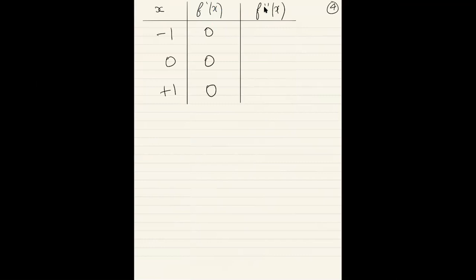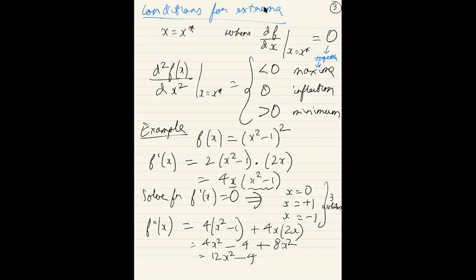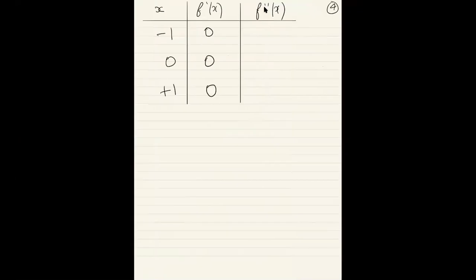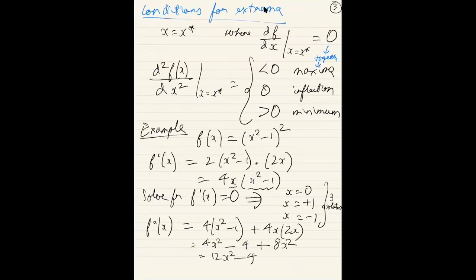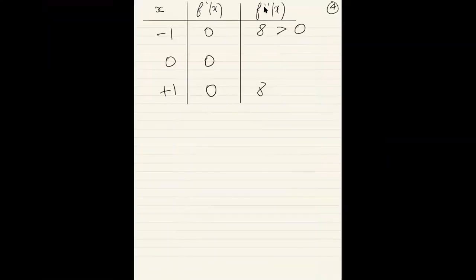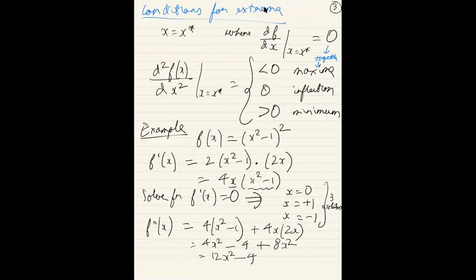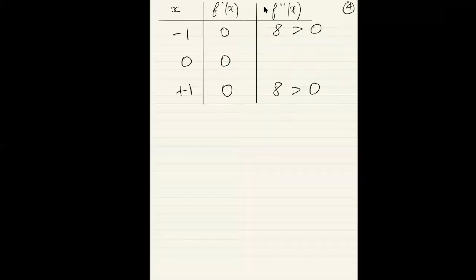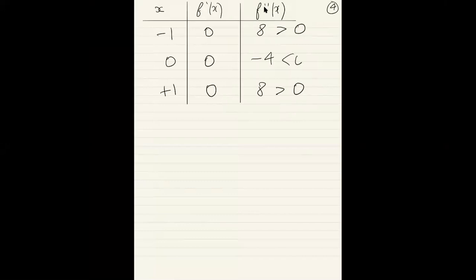Now let's look at f double prime of x. Actually, factoring it out in this way doesn't really help us, but it doesn't hurt either. So at x is equal to minus 1, this will be 12 minus 4, or 8. The most important thing is that it is positive. At x is equal to plus 1, again it will be 8, so again positive. At x is equal to 0, however, it will be minus 4, so negative.